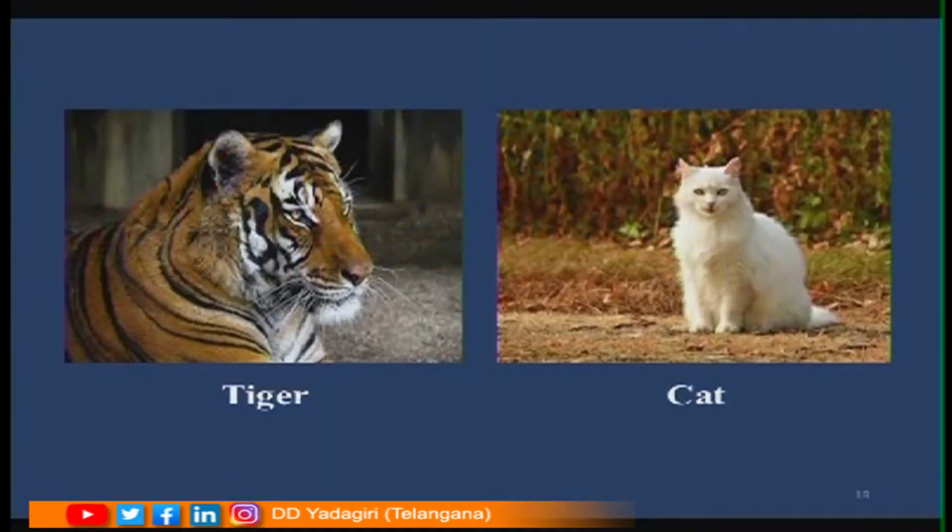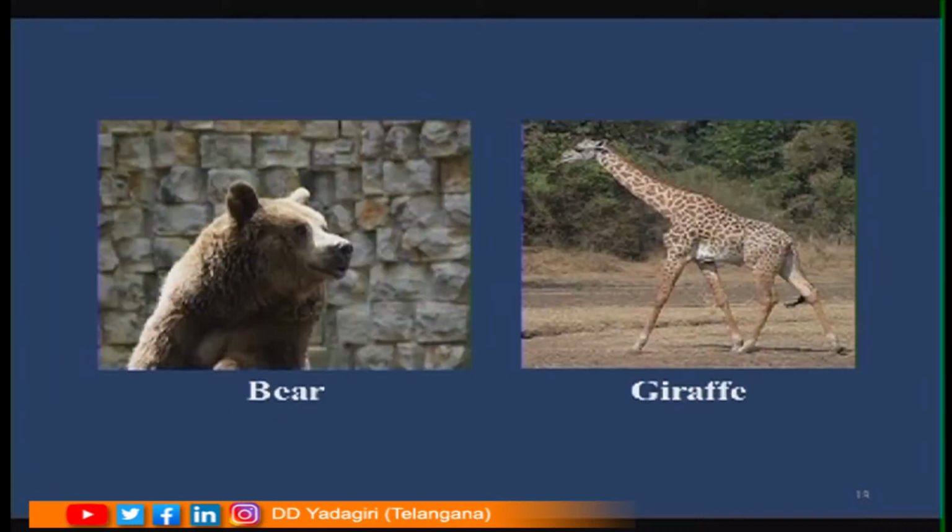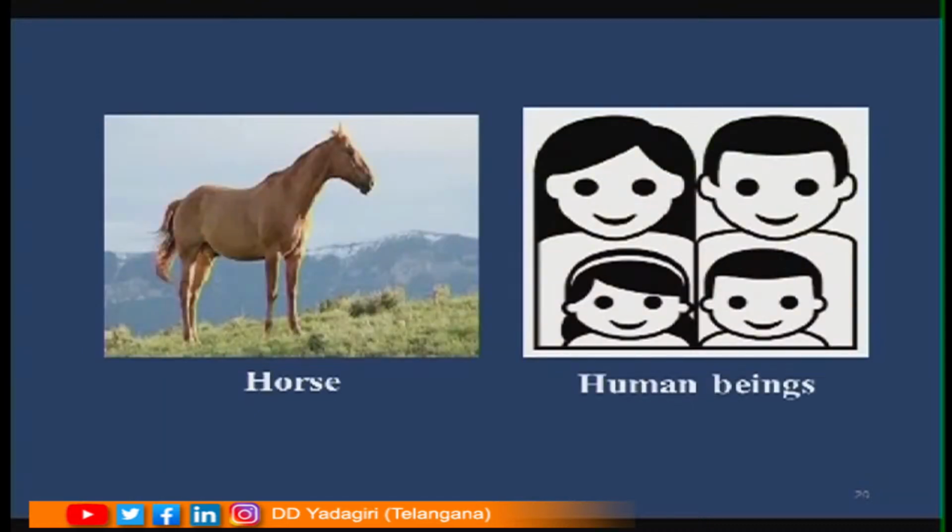Is it clear, children? Now see here, tiger and cat, they give birth to the young ones directly. Bear, giraffe, they have ears as well as epidermal hair. Horse, human beings, they also give birth to the young ones directly. So, all these organisms give birth directly to the young ones. They are called viviparous animals. Is it clear, children? So, this is regarding oviparous and viviparous animals.